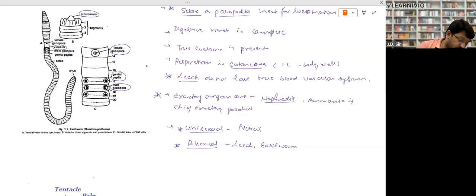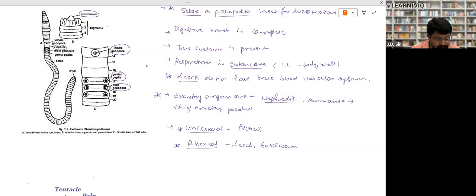Please note it down. What have you written? They have usually closed circulatory system. Full stop. That is, blood flows in closed vessels. Blood flows in closed vessels like artery and veins. Full stop.